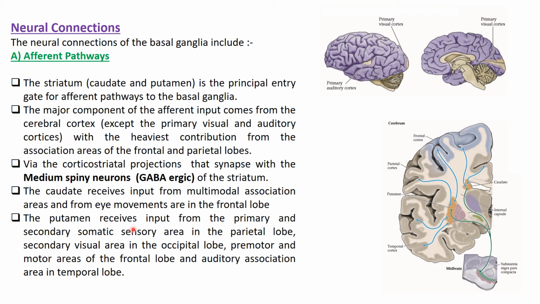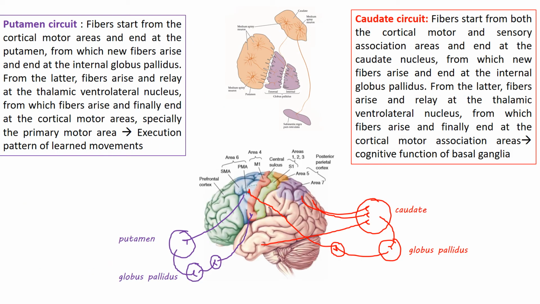Now we have something called the putamen circuit and the caudate circuit. The putamen circuit. Here we have the medium spiny neurons located in the caudate and putamen, and that is the site of synapsing of the corticostriatal fibers. The fibers coming from the cerebral cortex are going to synapse with the medium spiny neurons.